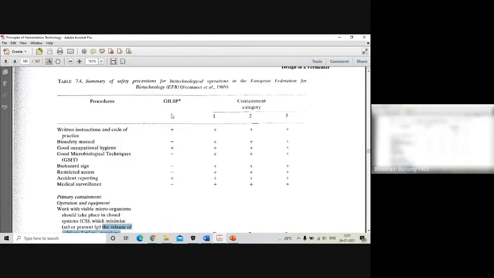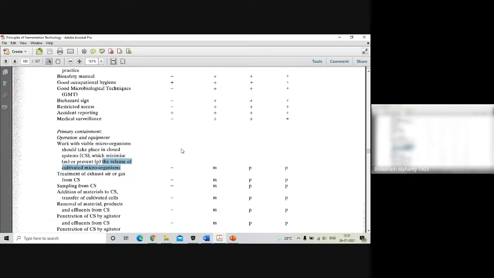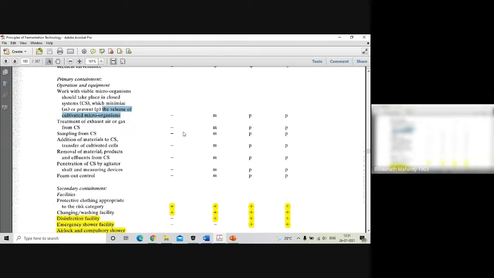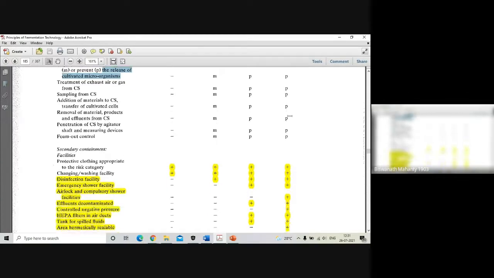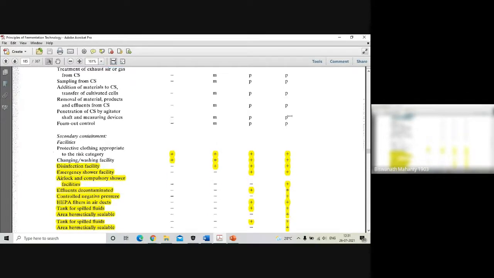In the first case, because it is not so pathogenic, I can just minimize. So minimize, prevent. And if I am going to work in a lab condition, that is GILSP condition, I have no restriction. You can just leave it. It is not so stringent. Mostly they do not differ. How the lab will differ, you will come to know over here.